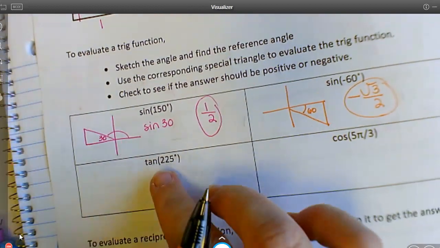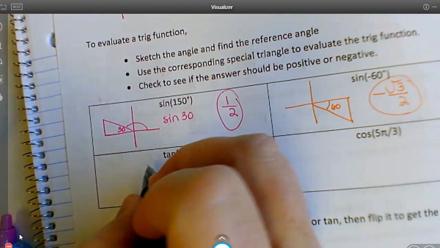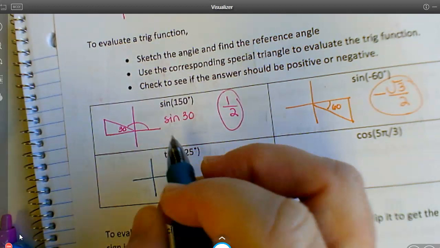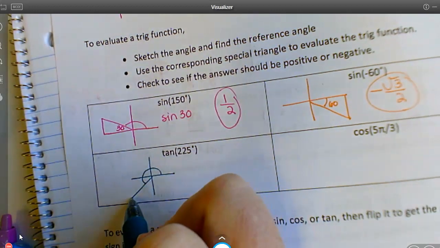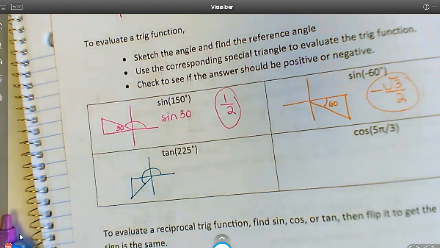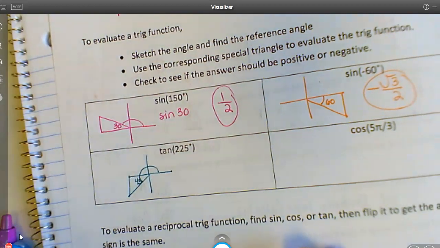Alright, you can try tangent of 225. So I'm going to first go to 225, which is in the third quadrant. And even though maybe I don't want to subtract 225 and 180 by hand, I know it's got to be 45, 30, or 60 if I'm doing this without a calculator. So which one is it going to be? 45. So I know my reference angle is 45.